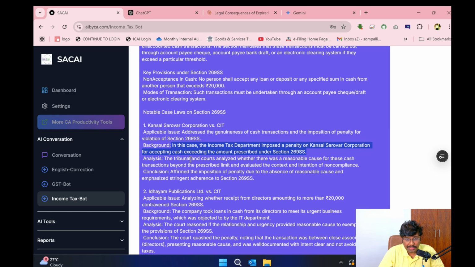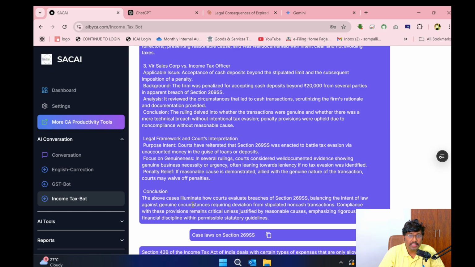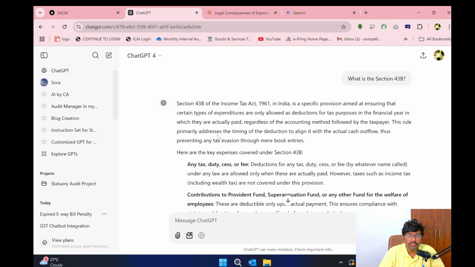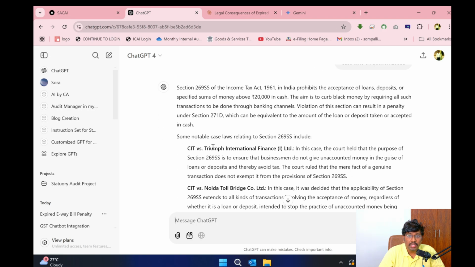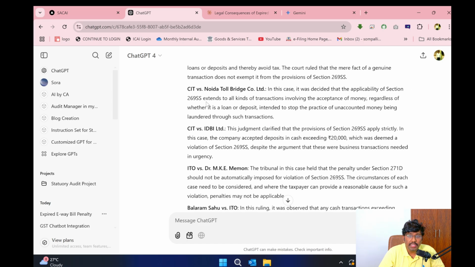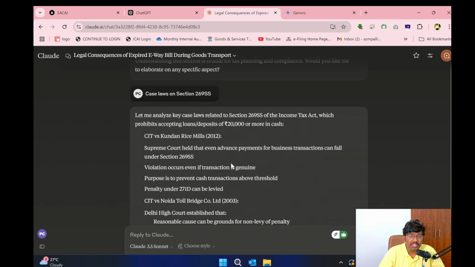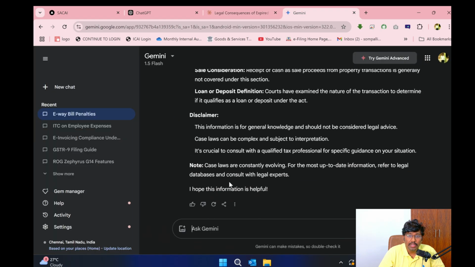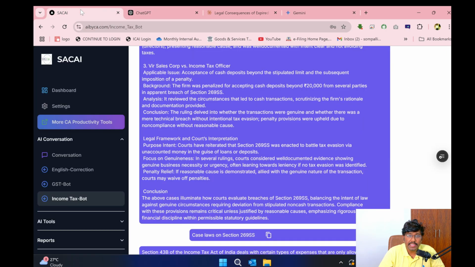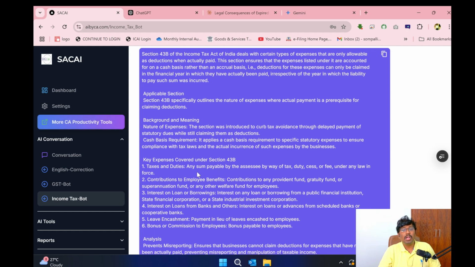In case you're a student also, it is very useful for you while preparing for your CA Final or CS, IPC, CA Inter. And for professionals, it's going to save a lot of time for you. And there are many cases that are published here, and here also they have provided a few case laws, CIT in Noida, IDBI, and this one. And unfortunately no case laws have been provided in Claude. Google Gemini also did not provide. So in this case ChatGPT and AIByCA are giving more appropriate answers.